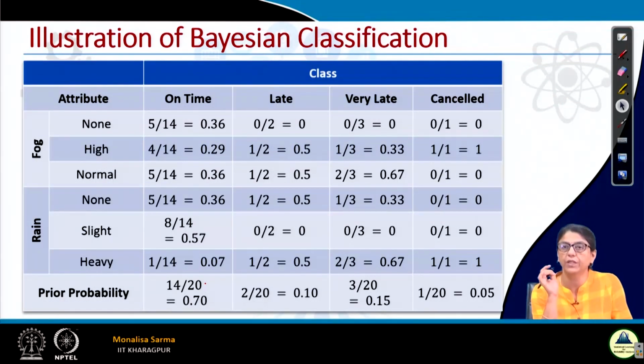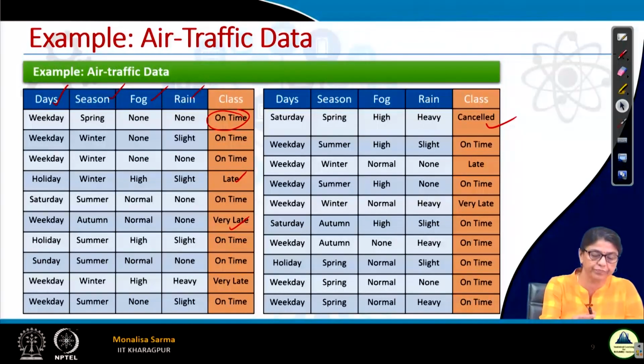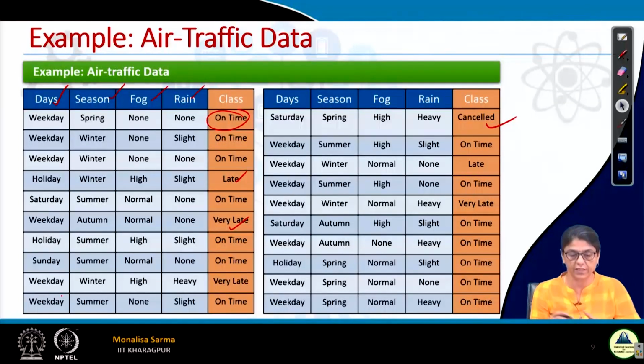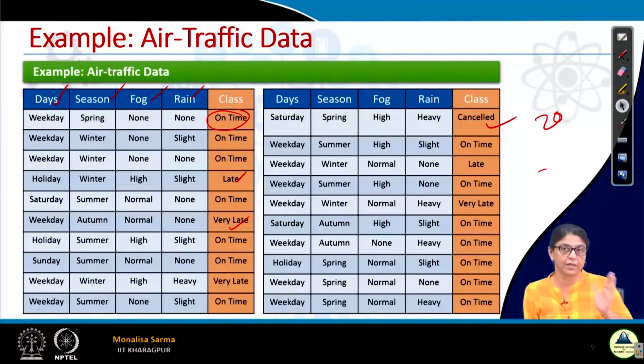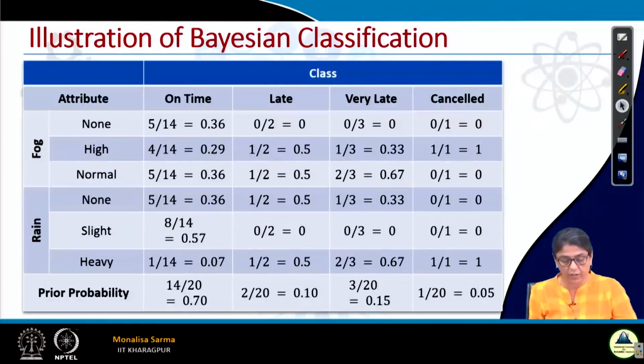See, the prior probability of on time is 14 by 20. Why is it 14 by 20? See here, how many data points are there? If I count, 1, 2, 3, 4, 5, 6, 7, 8, 9, 10, so total 20 data points are here. Out of 20, how many are on time? If you count on time, you will see 14 are on time. So the prior probability of on time is 14 by 20.